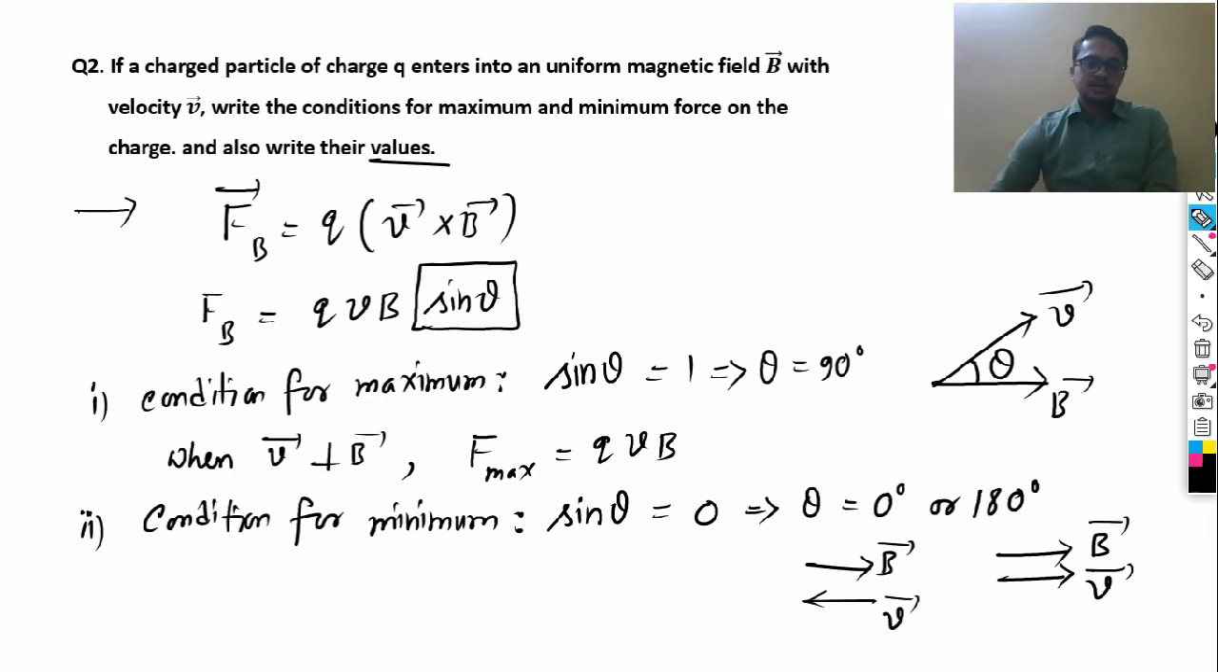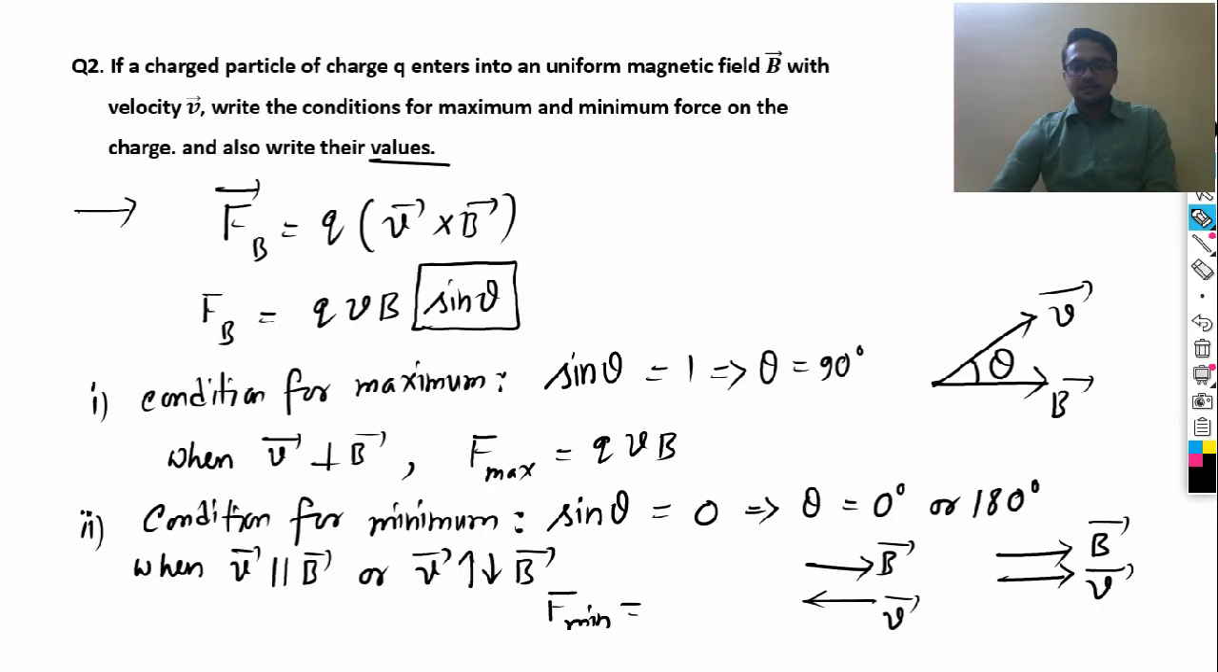So again you will write in the proper way. When v is parallel to b, or v is anti-parallel to b, what will be the minimum value? Since the minimum value of sin theta equals 0, F minimum will be 0.